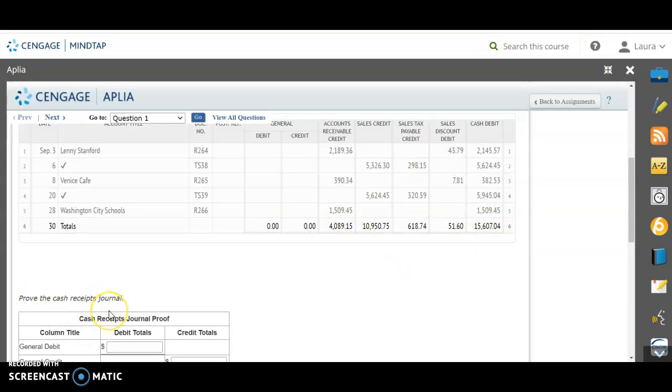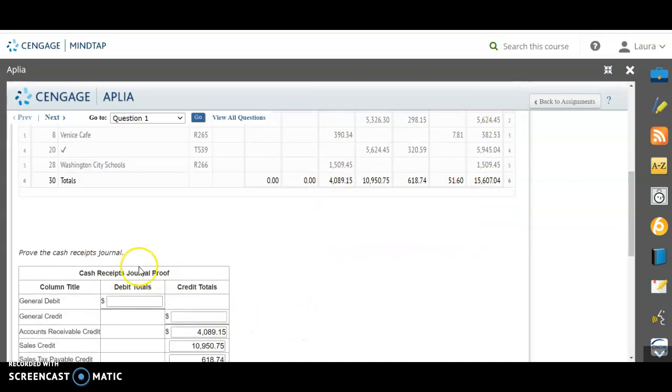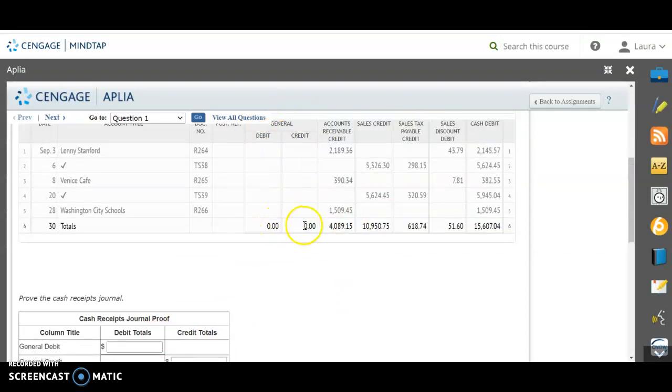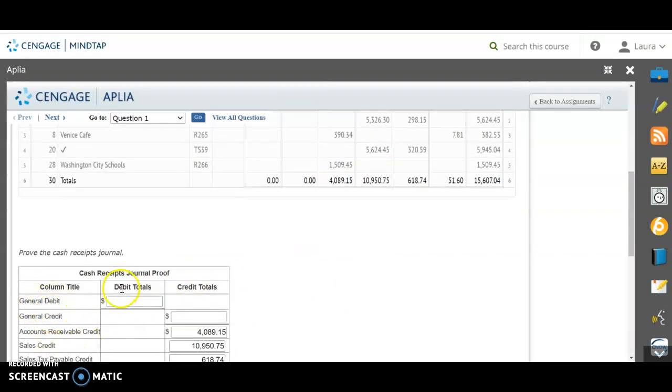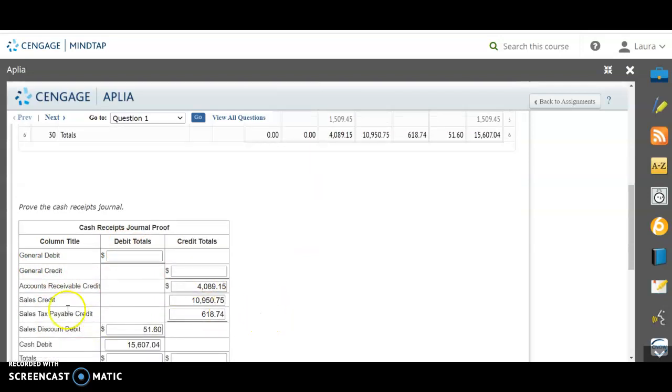So just like we did with the sales journal, we want to make sure our debits equal our credits. And just by looking up here, it's very difficult to see. So here they've made a little proof for us. The debits are on our left, the credits are on the right, and all we're going to do is plug the numbers in. Because the general debit and credit are both 0, we're going to leave the general debit and credit blank. We're not going to put the 0 in.